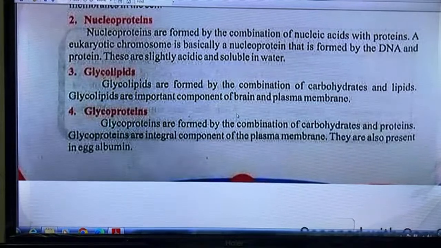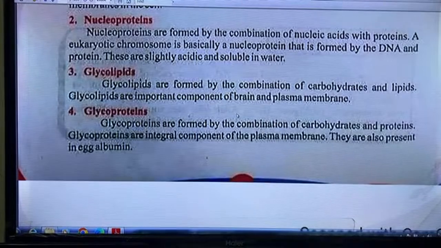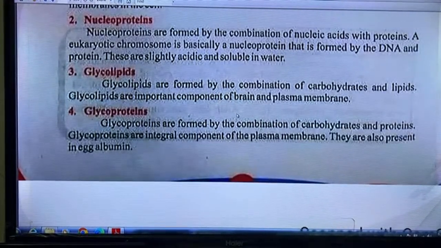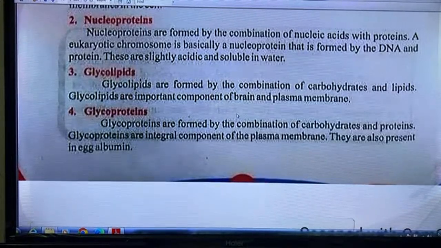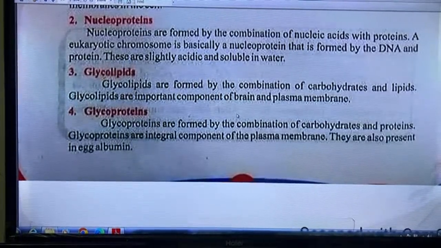Glycolipids. Glycolipids are formed by the combination of carbohydrates and lipids. Glycolipids are important components of brain and plasma membrane. Glycoproteins are formed by the combination of carbohydrates and proteins. Glycoproteins are integral components of plasma membrane. They are also present in egg albumin.